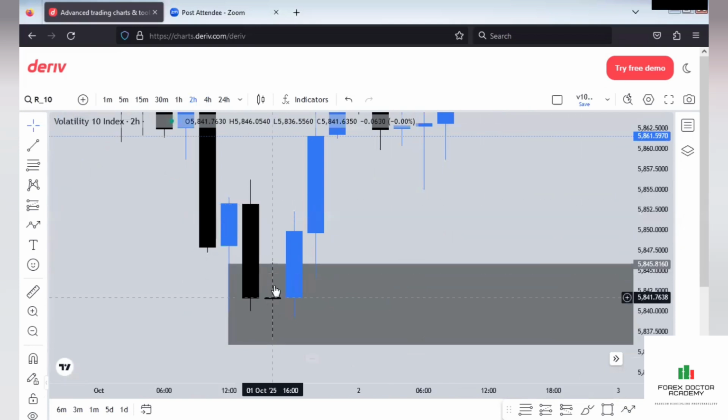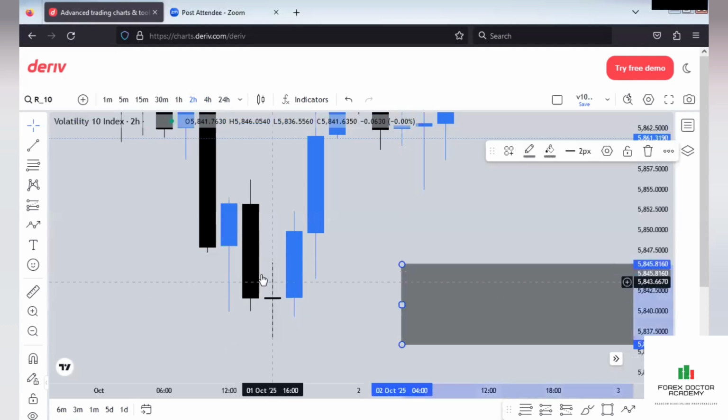We have the source candle, and we have the follow-up candle. Now let me shift this. Can you see what happened? The source candle, we have the follow-up. Can you see how the follow-up swept liquidity? Rule number one, the follow-up must sweep the liquidity of the source candle.